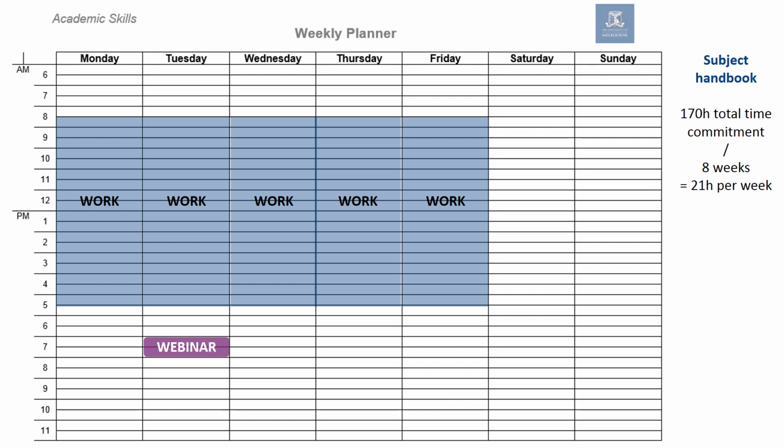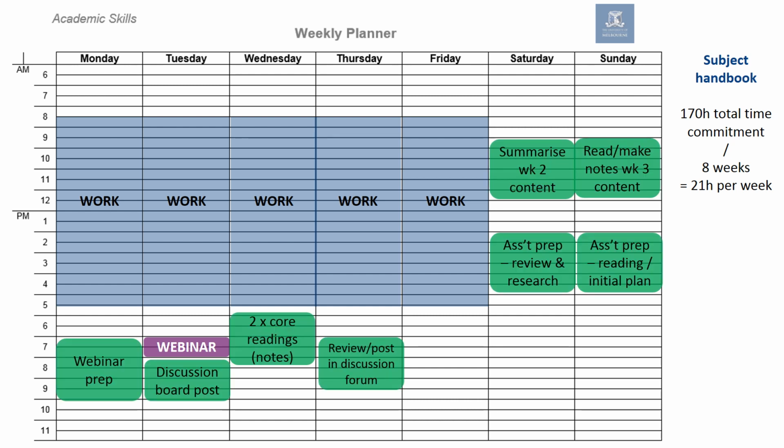Next, write in your independent study time. This is when you'll engage with content and work on assignments. Try to be specific about what you'll do during these times. Map in your SMART study goals rather than simply writing study.